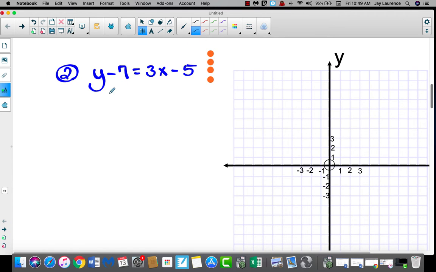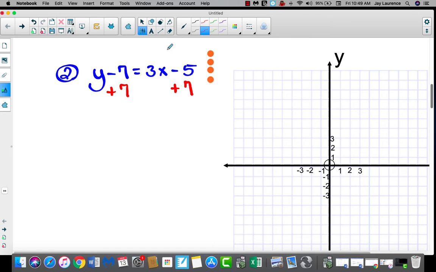So my first step is to ask, what's keeping y from being alone? Well, the 7. How is it attached? Subtraction. What's the inverse of subtraction? Addition. So I'm going to add 7. But if I do it to one side of the equation, I have to do it to the other. Do you notice I didn't do it to the 3x?